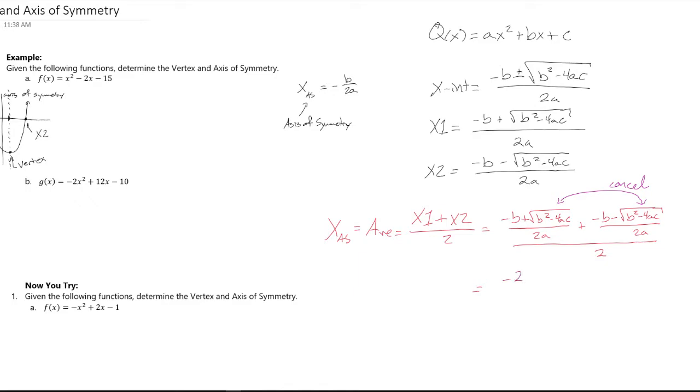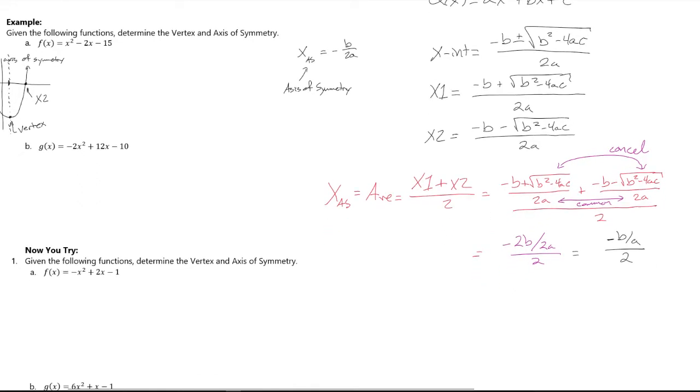So we get negative 2b over 2a, because they have a common denominator already, and then all of that divided by 2. So we can go through and simplify this. On top, the 2's cancel, and we get negative b over a, all divided by 2. And this 2 is over 1, so we could say negative b over a times 1 over 2, flip and multiply that bottom, and that'll give us the negative b over 2a value.